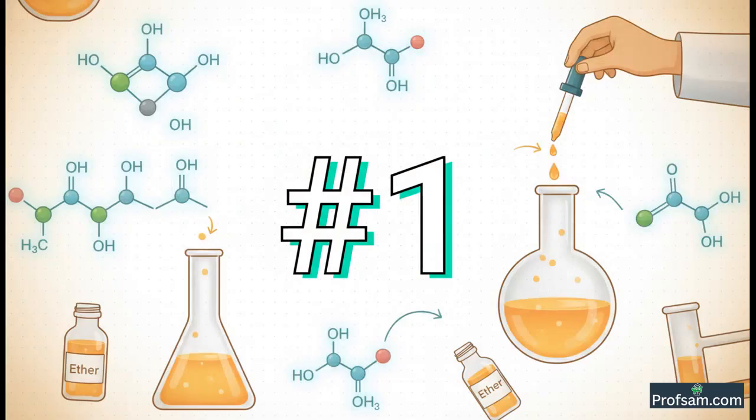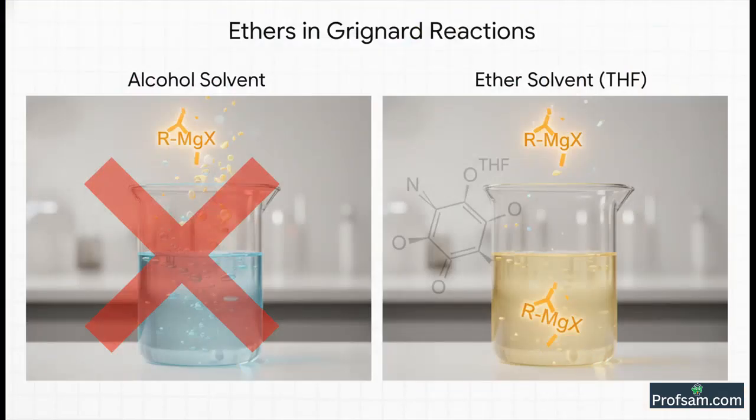And in fact, this special property makes them the absolute number one choice for one of the most important reactions in all of organic chemistry, the Grignard reaction. You see, Grignard reagents are extremely reactive. If you try to put them in a solvent like alcohol, that reactive OH group from the alcohol will immediately attack and destroy your Grignard reagent. The reaction would just fail completely. But if you use an ether solvent, like tetrahydrofuran, which is commonly called THF, it provides a safe, inert environment. The ether dissolves the reagent, but then it leaves it alone to do its actual job.